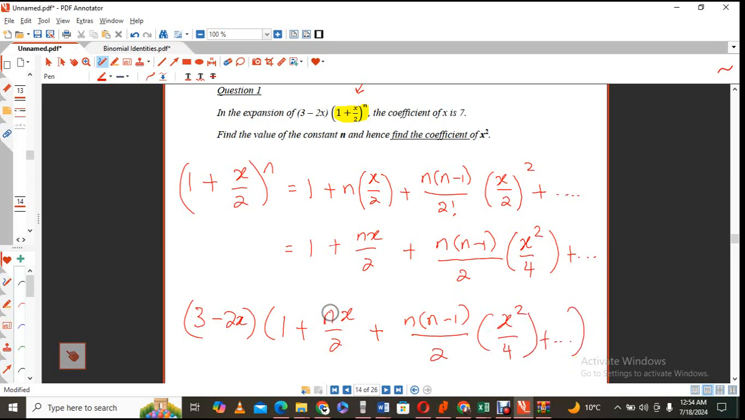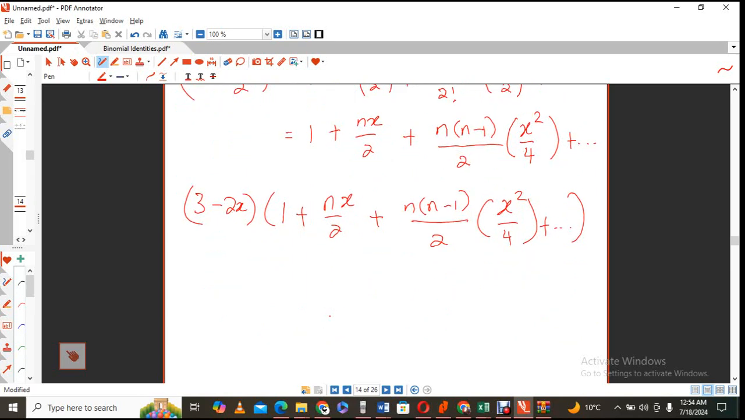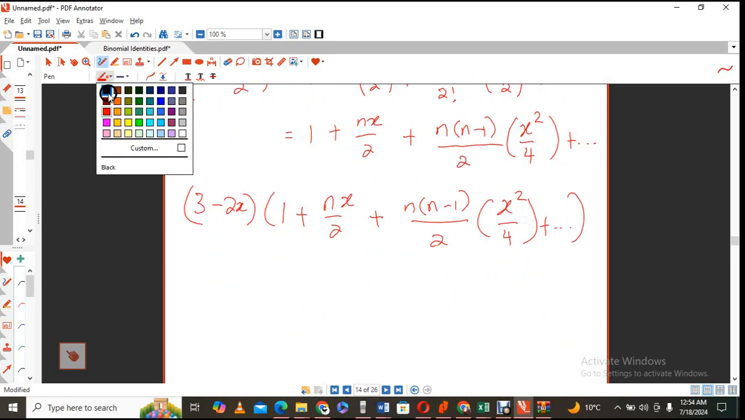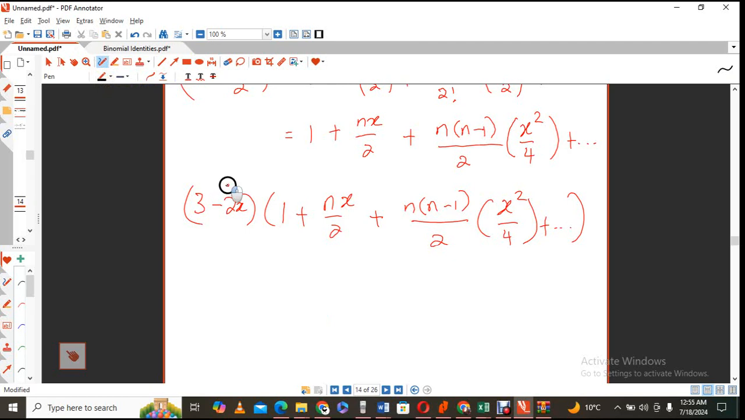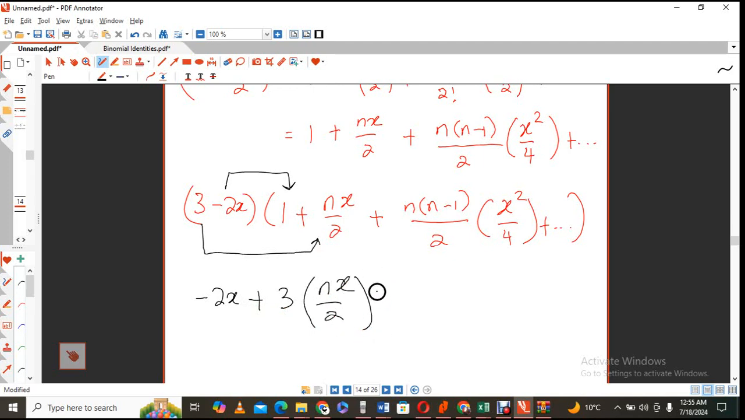Okay, so now what I'm going to do is look for possibilities where I can get the coefficient of x. There's one condition: this negative 2 times this one is going to give me negative 2x. Can you see the coefficient of x here is negative 2? And then if I multiply this 3 with this one over here, that is going to be plus, because of positive 3 times nx over 2. This is the only condition where I can get a coefficient of x from that binomial. So we know that the coefficient of x is equal to 7.